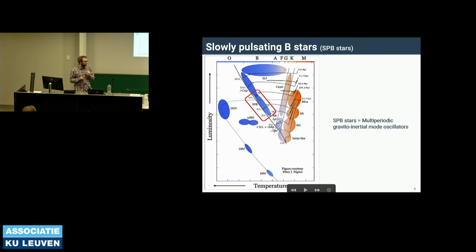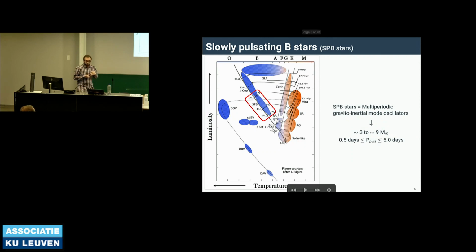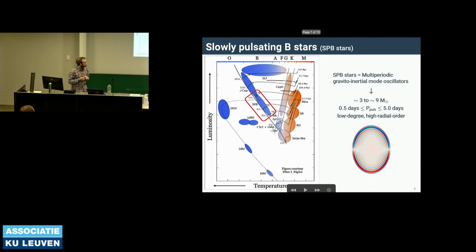and they have gravito-inertial modes, which are modes that are restored by both buoyancy and the Coriolis force. And since the Coriolis force is inherently related to the rotation rate of the stars, it's very important to take into account these rotation rates when analyzing these stars. They have masses ranging from 3 to 9 solar masses, and their pulsations, so these gravito-inertial modes that we observe, typically have periods ranging from half a day to approximately 5 days.